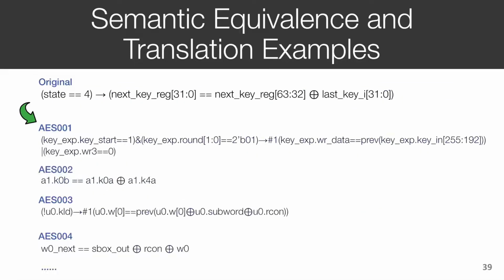And this is a translation example showing translating a security assertion from one AES design to others. As we can see, Transys can successfully translate assertions, and the resulting assertions can be so different. And Transys is able to find out the complicated constraints of these assertions to make them valid.